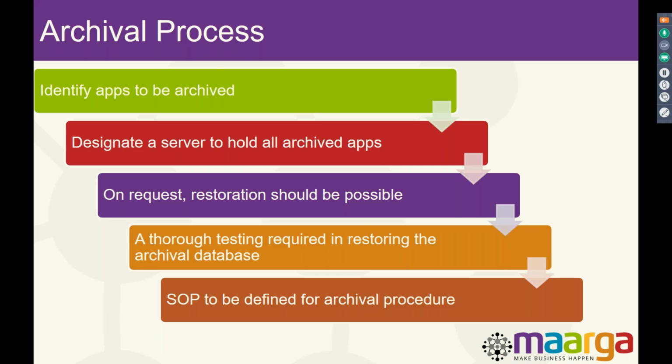So we need to define an archival process. It has these steps. You need to designate a server to hold all your archive applications, and you need to make sure you have the proper access to restore and see the database, whether it has the data, and are you able to open the records on request. And thorough testing needs to be done, and a standard operating procedure needs to be defined for this process, so that in your organization, you might have L1 support or infrastructure support, so they need to know what to do if they come across a request to archive a particular database.